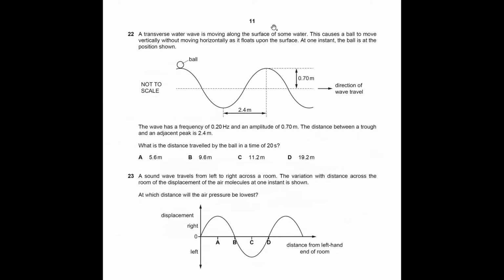Okay, so for question 22, you have a transverse water wave that is moving along the surface of some water. This causes the ball to move vertically without moving horizontally as it floats upon the surface. At one instant, the ball is at the position shown. The wave has a frequency of 0.2 Hz and an amplitude of 0.7 meter. The distance between the trough and adjacent pin is 2.4 meter. Now, what would be the distance traveled by the ball in a time of 20 seconds? So the ball that they're talking about is actually this ball right over here. They want to know how much is the total distance that has been traveled.